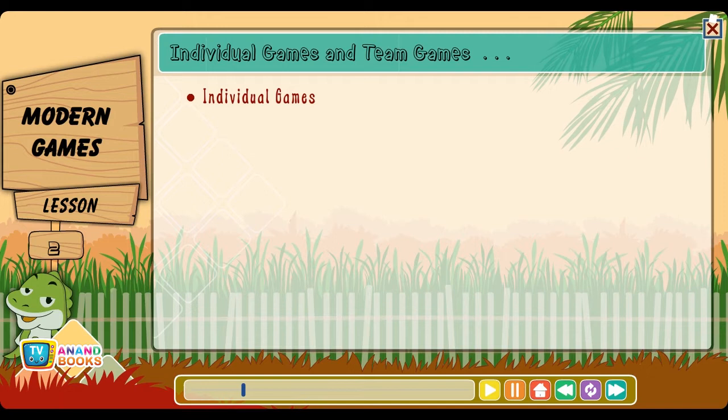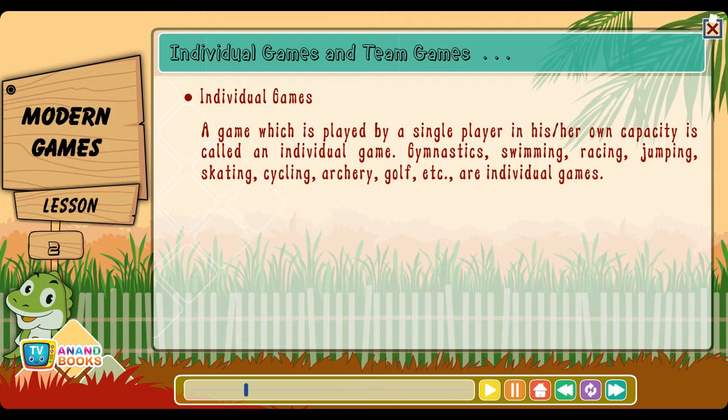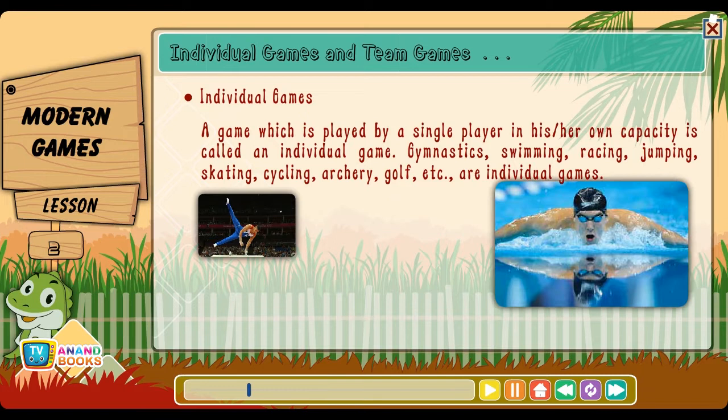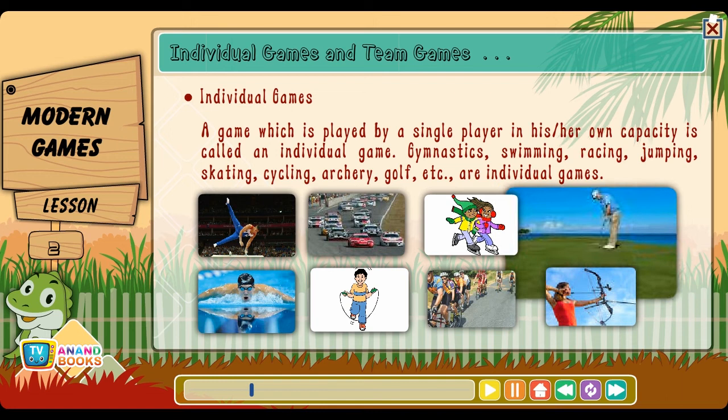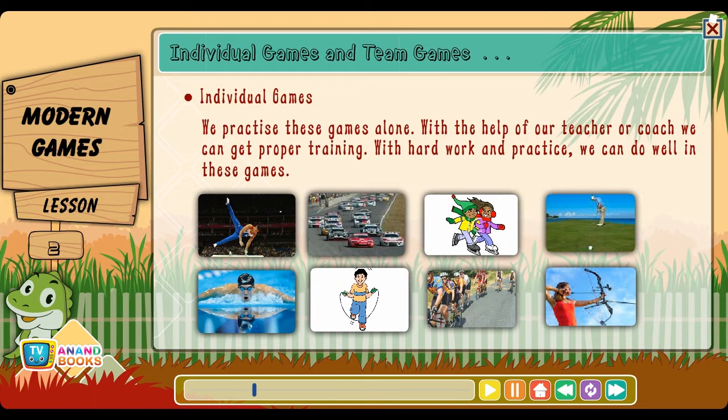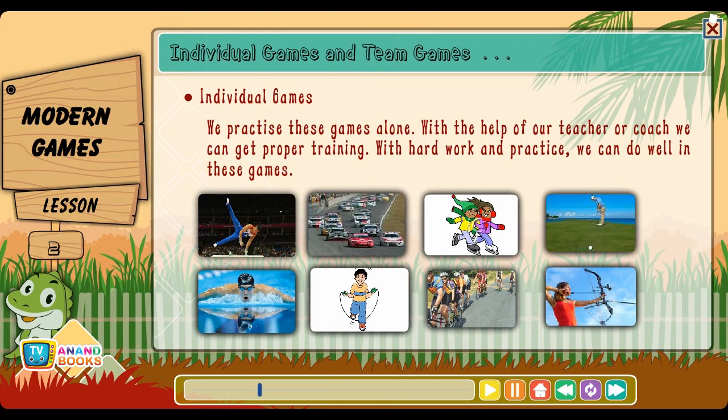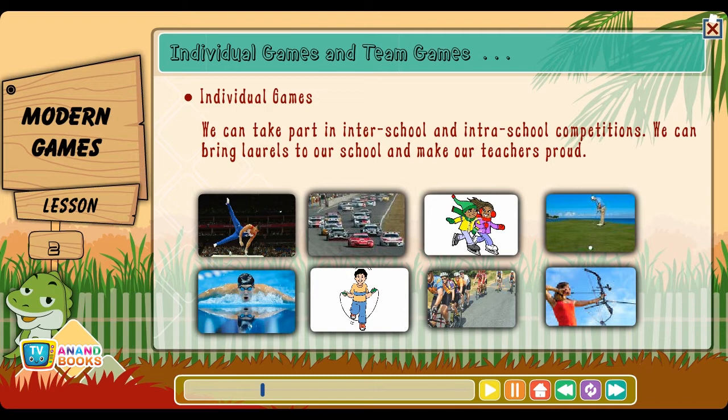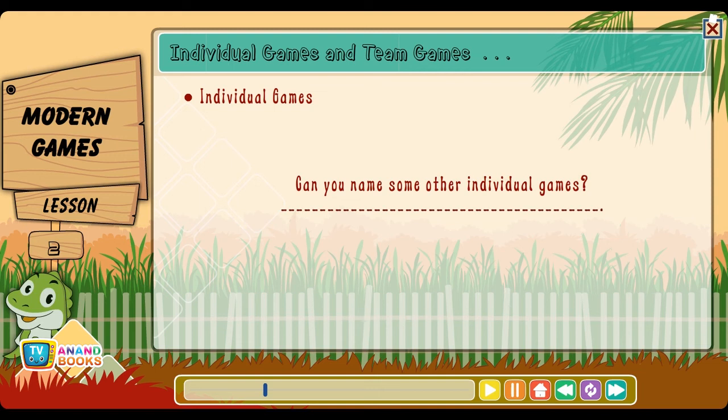Individual games. A game which is played by a single player in his or her own capacity is called an individual game. Gymnastics, swimming, racing, jumping, skating, cycling, archery, golf, etc. are individual games. We practice these games alone. With the help of our teacher or coach, we can get proper training. With hard work and practice, we can do well in these games. We can take part in inter-school and intra-school competitions. We can bring laurels to our school and make our teachers proud. Can you name some other individual games?